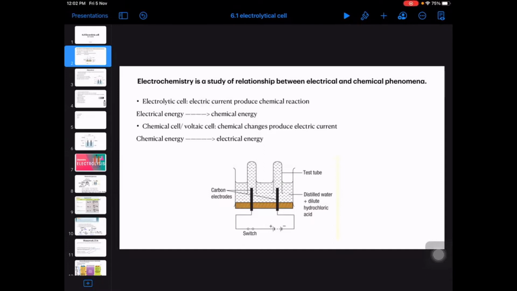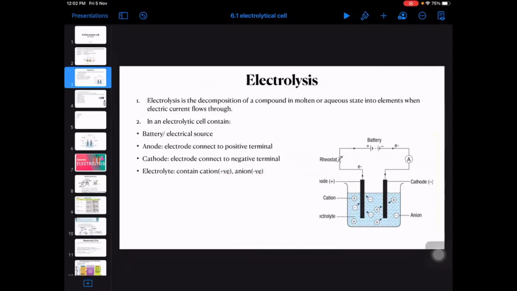So in this video, we are looking at electrolytic cells, how the electric current can produce chemical reaction, how the electrical energy can produce chemical energy. So in an electrolytic cell, electrolysis happens. Electrolysis is a decomposition of a compound in a molten or aqueous state into elements when electric current flows through it. So electrolysis is a decomposition process. It can break down a compound into its elements.